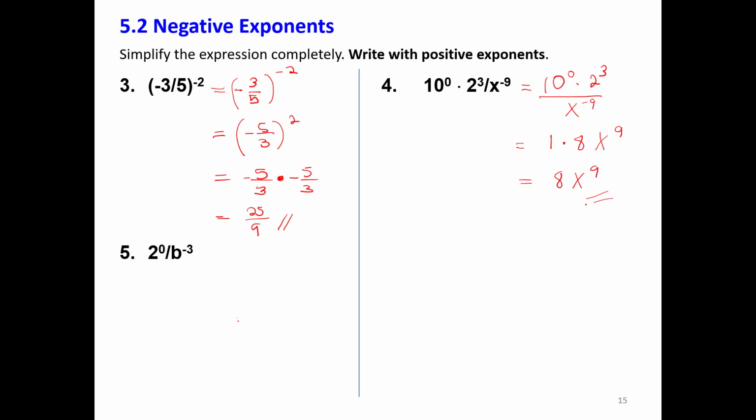And let's solve this one. Let me write here the problem. 2 to the 0 power, 1, times b to the minus 3 power. Then we don't want negative powers in the answer. This is in the denominator. To get positive, just move to the top. And the answer is 1 times b to the third, which is b to the third.